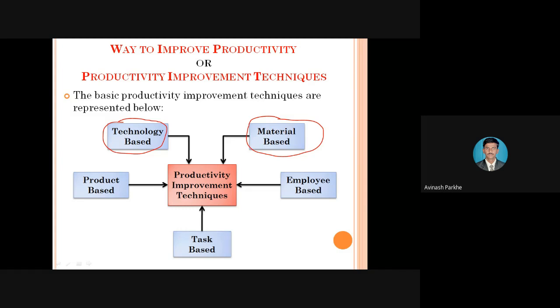Then material storage. Before the raw material is converted into the finished goods, whatever storage is provided to that raw material, and after the finished products, wherever we are keeping that finished product, the proper storage devices are also provided in this material based technology. If we maintain all these things, then your productivity can be increased.